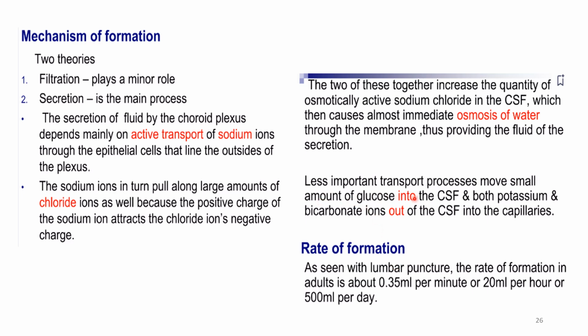Less importantly, small amounts of glucose and potassium bicarbonate are also moving into and out of the capillaries. So glucose will move into the CSF, potassium bicarbonate will move out of the CSF into the capillaries. Coming to the rate of formation, it is 0.35 ml per minute or 20 ml per hour or 500 ml per day in an adult individual.